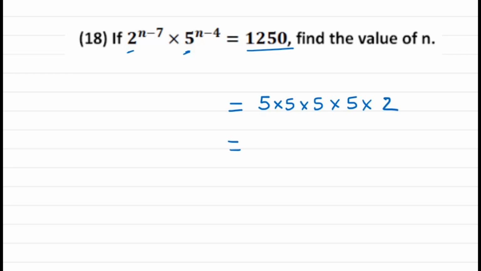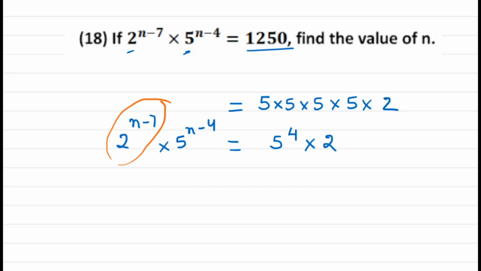So if you factorize this one, you will get this one. So just write it in the exponential form. So you will get 5^4 into 2. And the left side we have 2^(n−7) into 5^(n−4). So in this particular question, this is the term having the base 2 and this is the term having the base 2. So you can compare these two, and whatever you get, that will be the answer. And also you can compare these two also, so the answer will be same in both the cases.